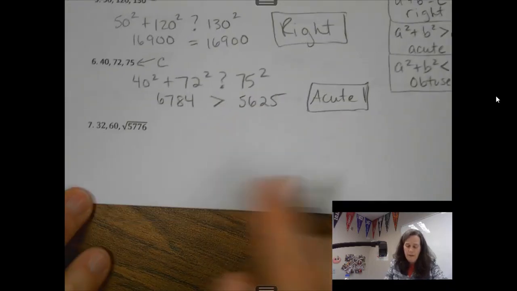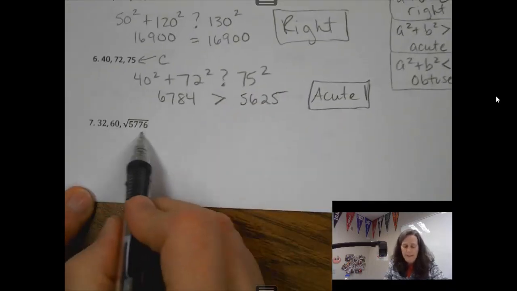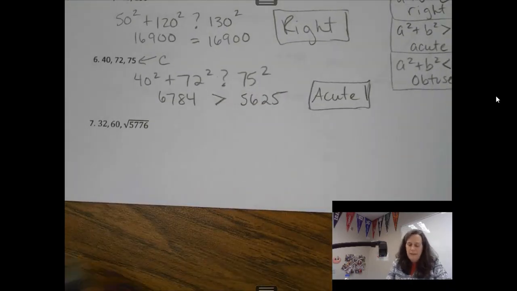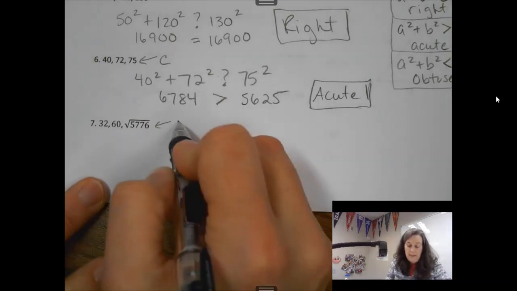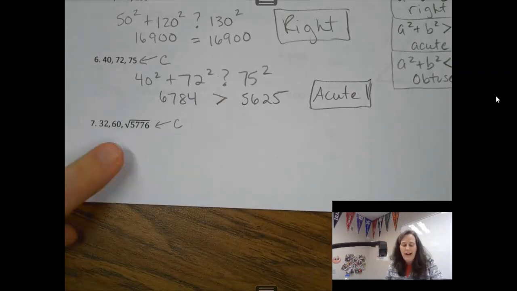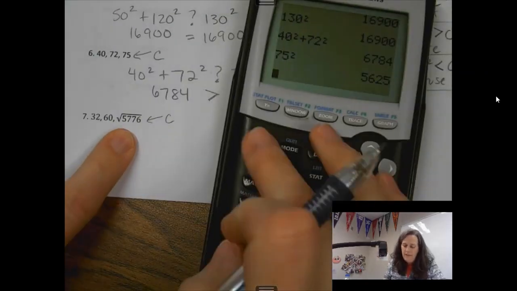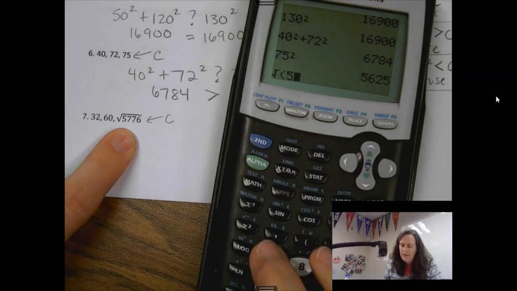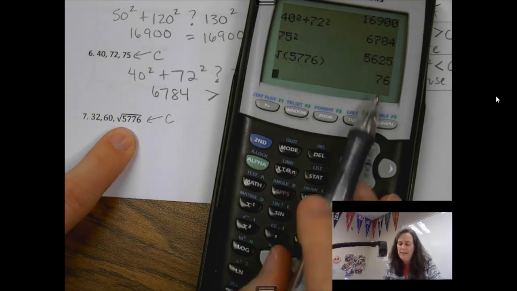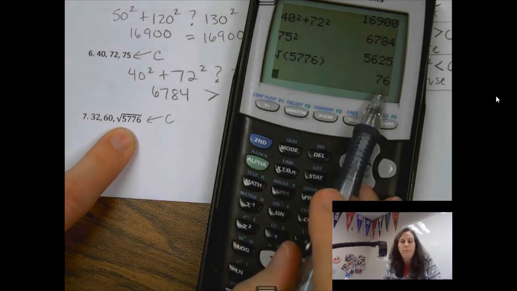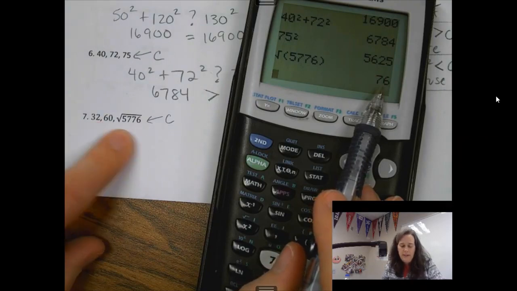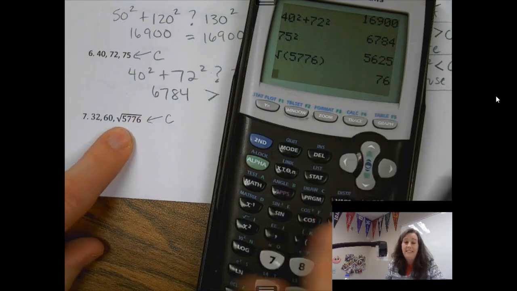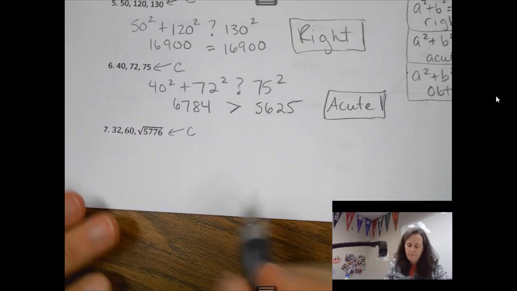Last one. And there will be one like this on the test. There's one with a square root, just to see if you know how to shake that up. And this one, it is the C value. That is the biggest number there. Now, how could I know that for sure? If I did the square root of 5,776 in my calculator and hit enter, it would give me a decimal value. Oh, look at that. It's a perfect square. And I know that 76 is bigger than these other 2 numbers, so he is the C. He is the C value.